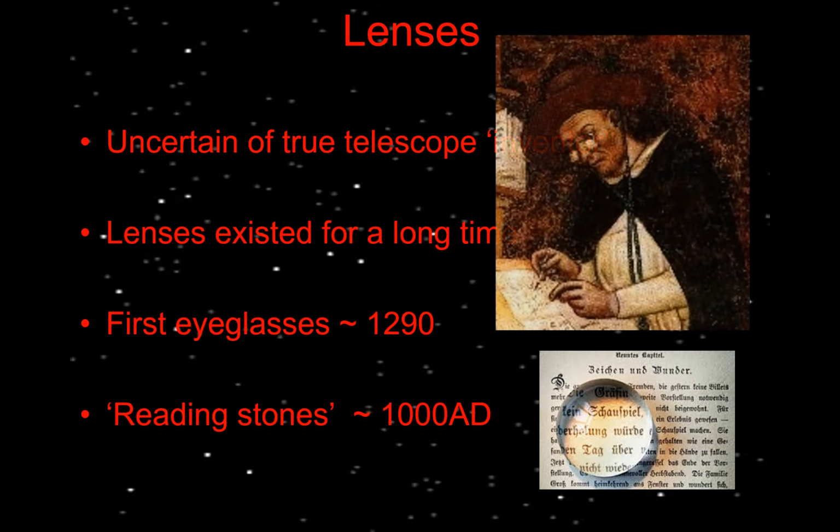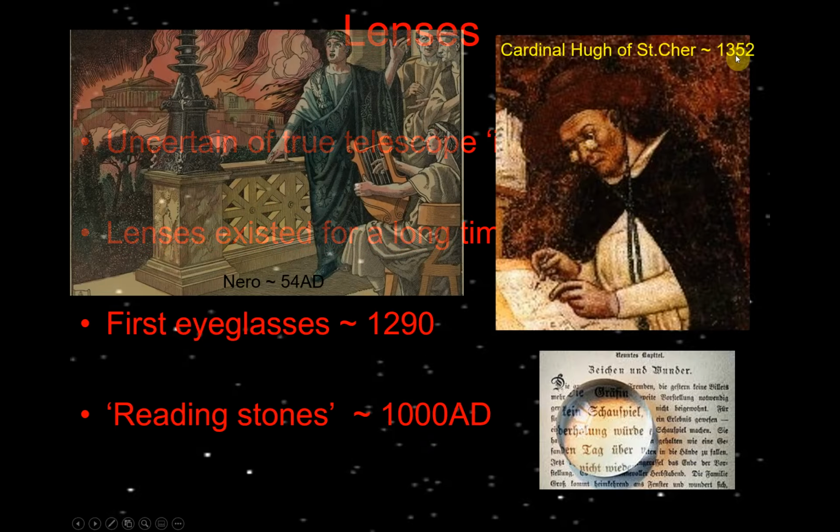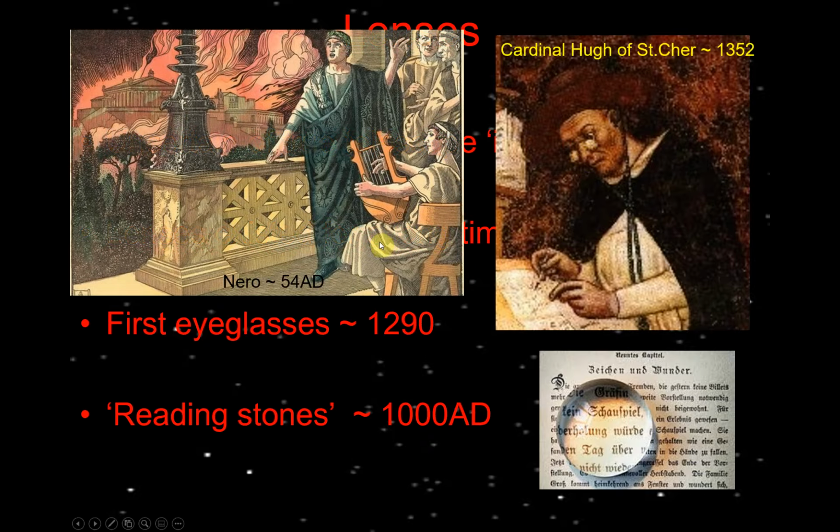It's known that Cardinal Hugh of St. Char used actual eyeglasses, and there's depictions of him wearing eyeglasses as early as 1352. Nero in 54 AD did use a system of basic eyeglasses and lenses. This is quite a long time ago, and if Nero was actually capable of using these things and had them at his disposal, it's likely that others did too. So magnifying light with lenses was not a new idea.